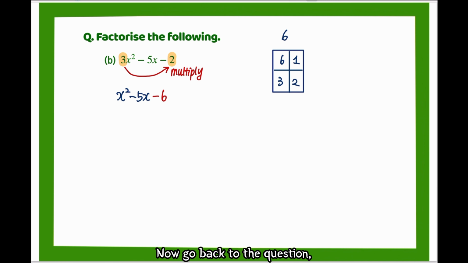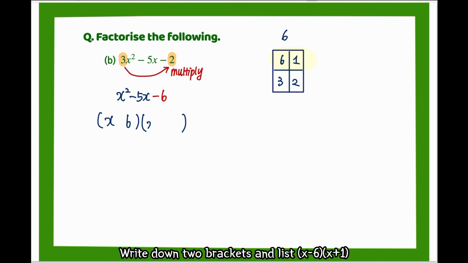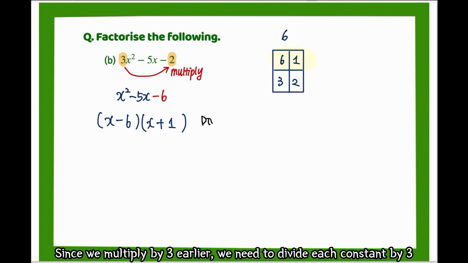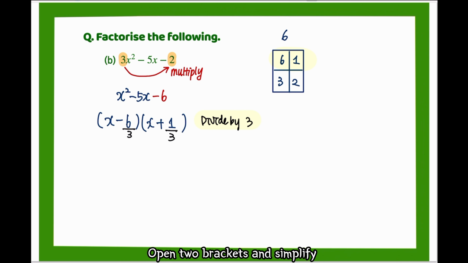Now go back to the question. We need to pick 6 and 1 instead of 3 and 2. Write down two brackets and list x minus 6 and x plus 1. Since we multiplied by 3 earlier, we need to divide each constant by 3. Open two brackets and simplify to x minus 2 over 1 and plus 1 over 3.